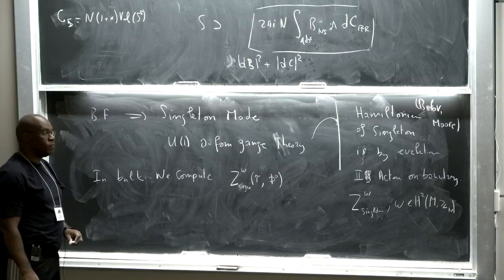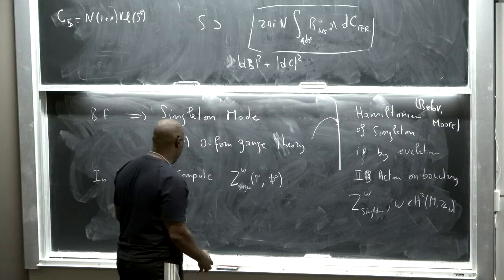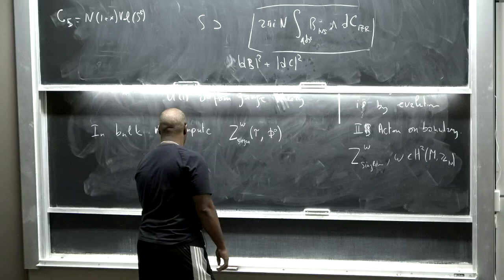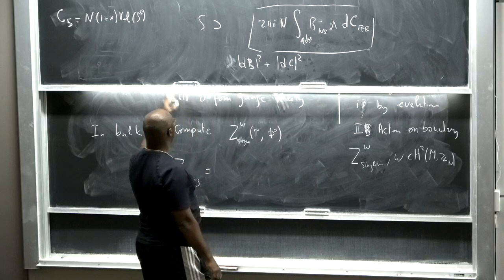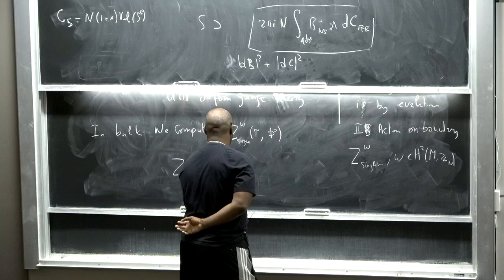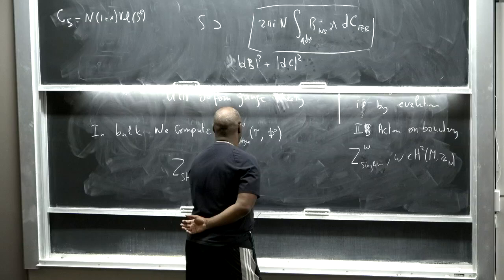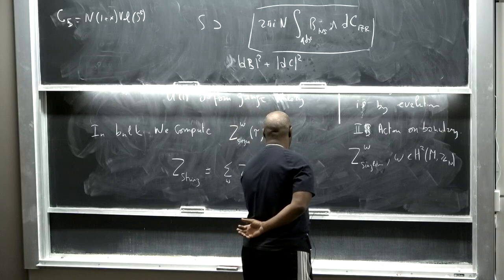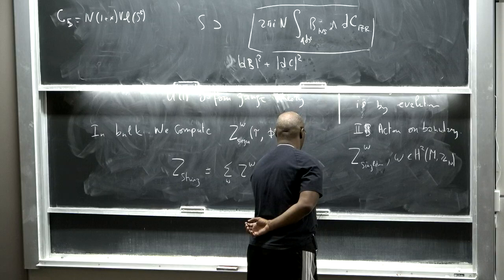Right, there is a boundary condition dependence. And actually, in AdS/CFT, the string theory partition function that we compute from AdS5 times S5 is generally a sum, should be some sum over W of Z_W of tau, phi naught, dotted with the singleton sector. Okay? So this is the correct partition function.